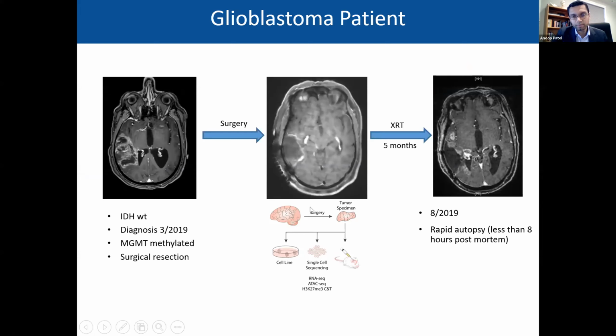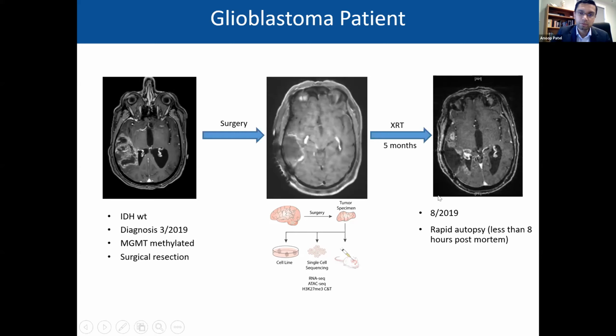We generate a variety of patient-specific avatars, including cell lines and patient-derived xenografts. And then we put the tissue through a variety of single-cell sequencing applications to try to understand a little more about the disease. The patient then goes on to undergo treatment, in this case radiation therapy. Unfortunately, 5 to 6 months later, the patient succumbed to their disease, which is actually not atypical for this disease and gives you a sense of really how aggressive it is.